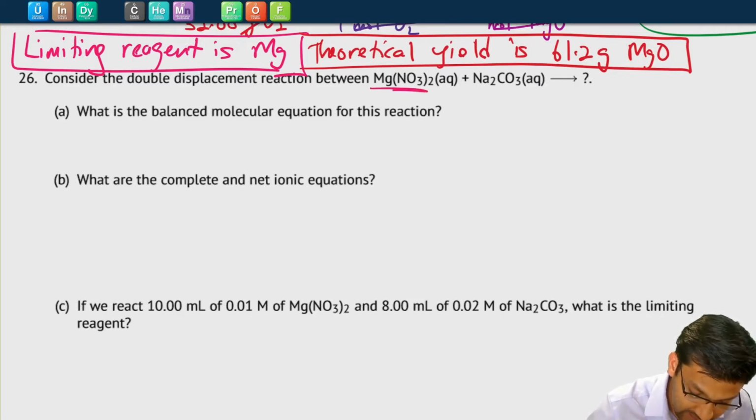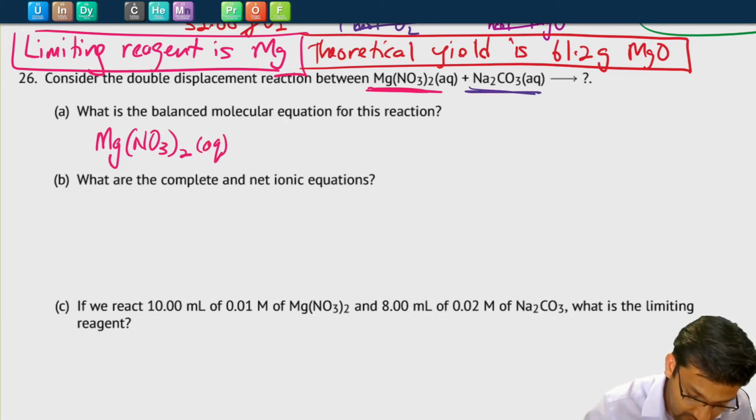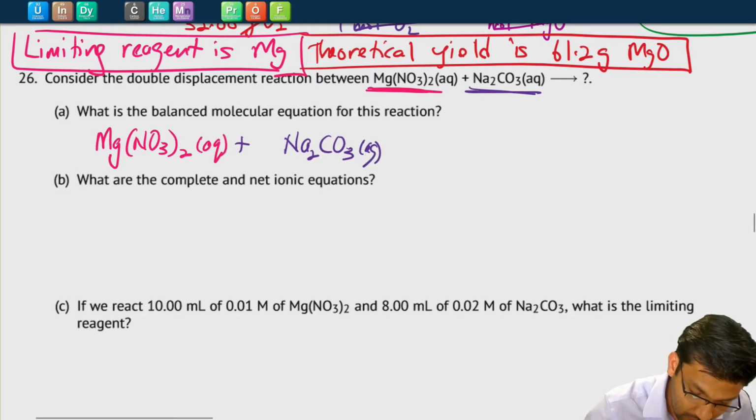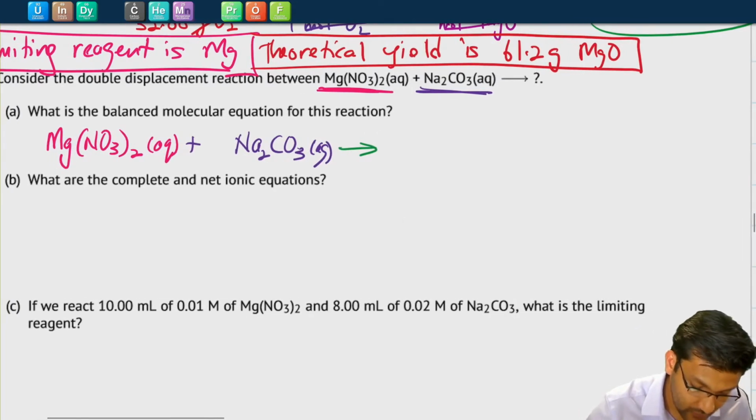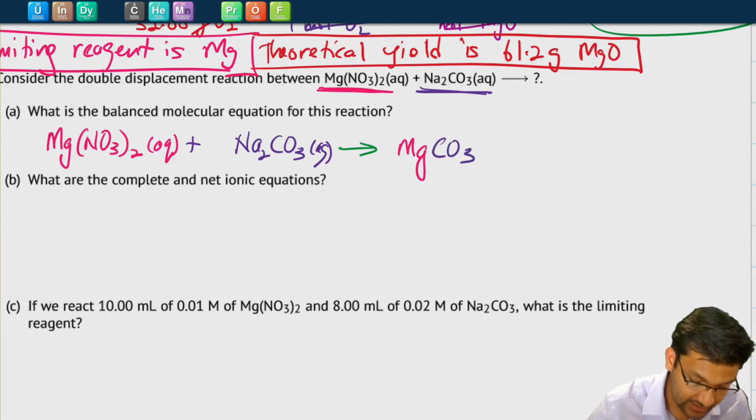So we're starting with magnesium nitrate. So let's write that, magnesium nitrate, aqueous. We have sodium carbonate, so plus sodium carbonate, aqueous, going to form what? Well, let's figure that out. So magnesium we know has a charge of 2 plus, carbonate has a charge of 2 minus. So when we form our product of magnesium carbonate, when we switch their ions, it's magnesium carbonate. We just need one of each to balance it out.